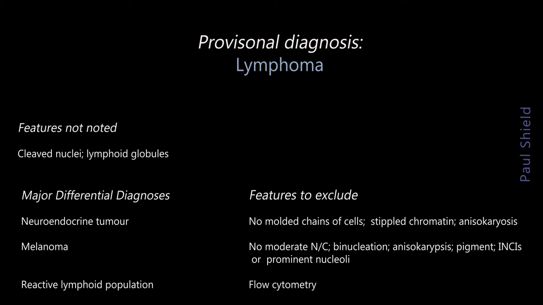Melanoma is always a possibility you have to think about as well. In this case, there was very little cytoplasm on most of them, so sort of weighing towards lymphoid cells. Binucleation, intranuclear cytoplasmic inclusions, pigment, and quite prominent nucleoli really were not a feature either.